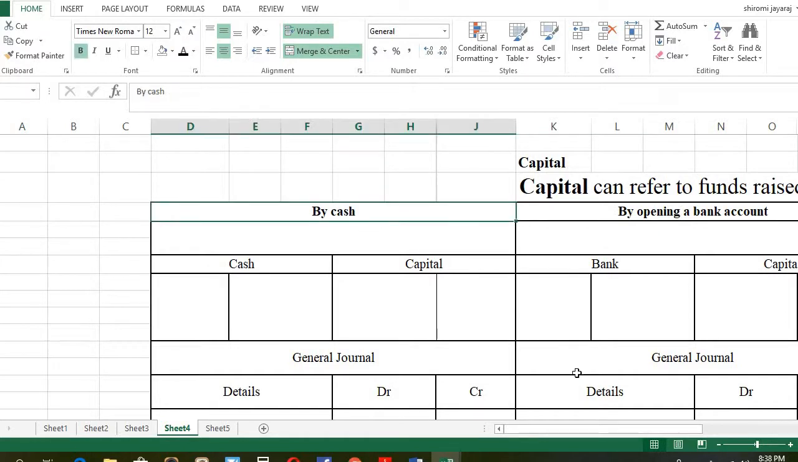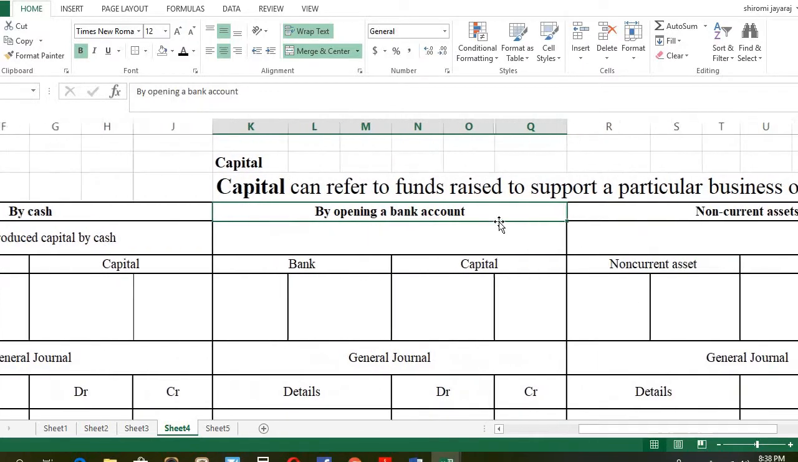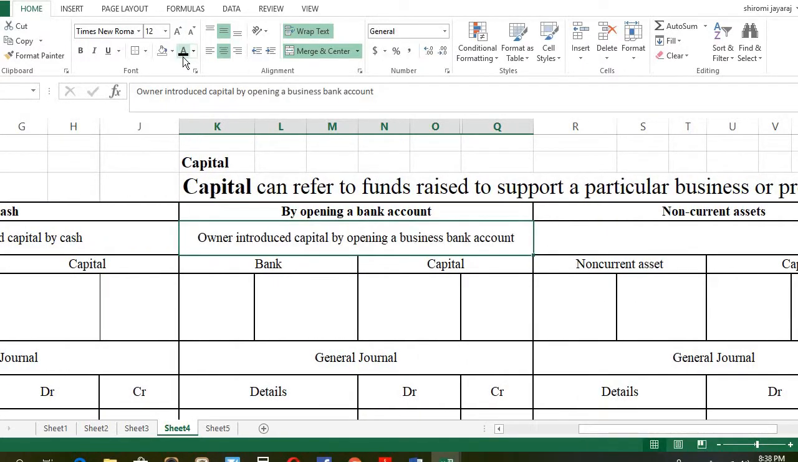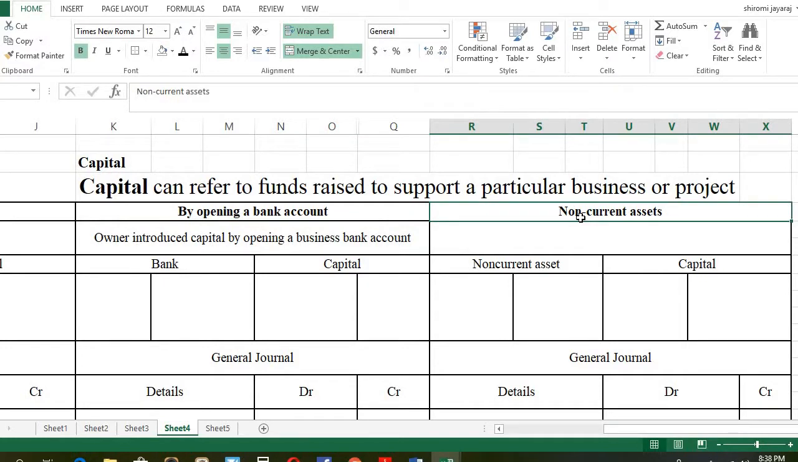It can be introduced by cash, which can be defined as owner introduced capital by cash, and through a bank account. Owner introduced capital by opening a business bank account, and also using non-current assets.